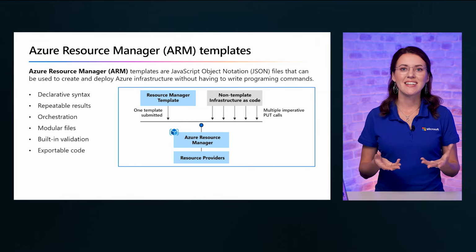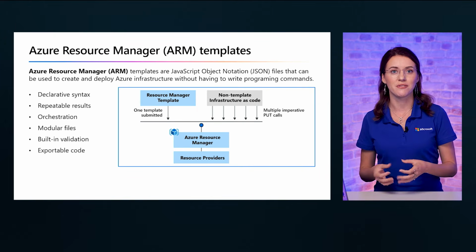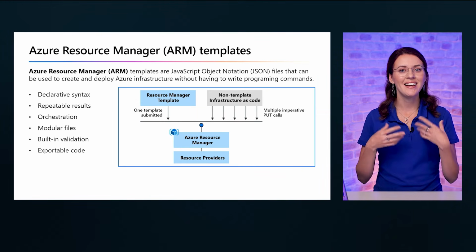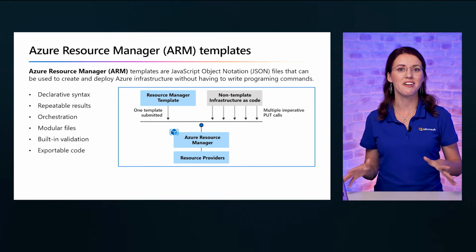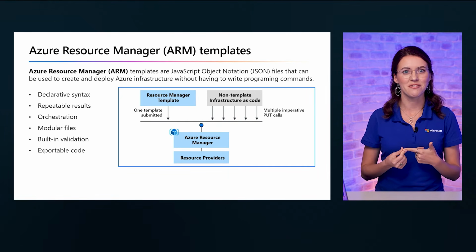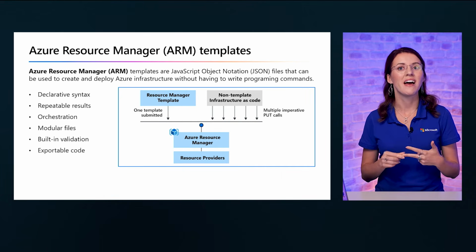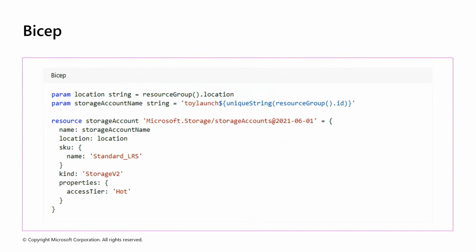ARM templates can even run PowerShell and CLI scripts before or after resource configuration. They enable the declarative creation and deployment of the entire Azure infrastructure, including virtual machines, networking infrastructure, storage systems, and other necessary resources. You can write ARM templates two different ways, by using JSON and by using Bicep. Bicep uses a declarative syntax that you treat like application code.